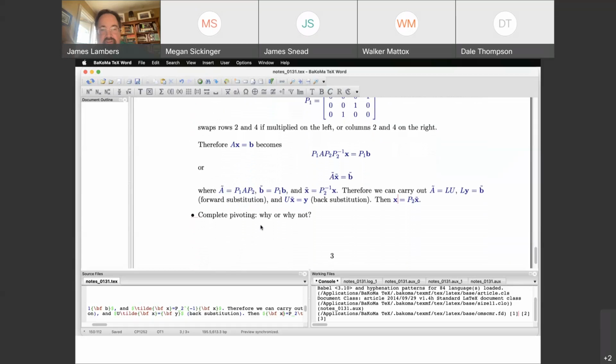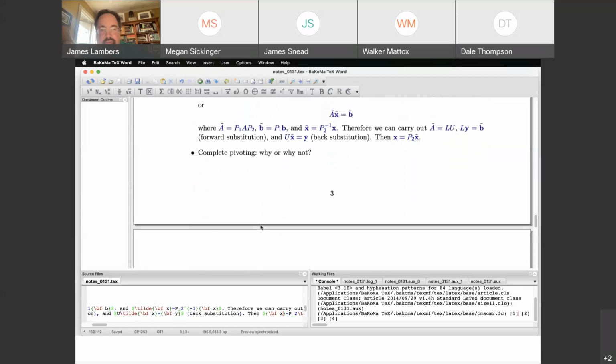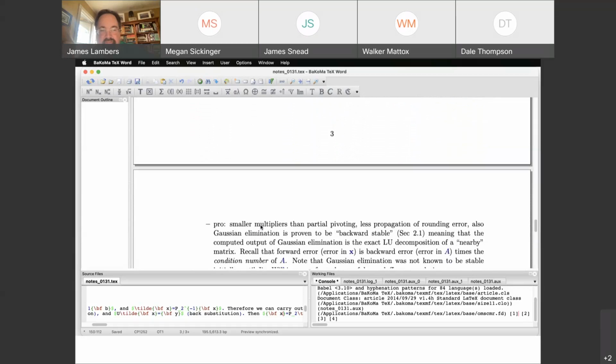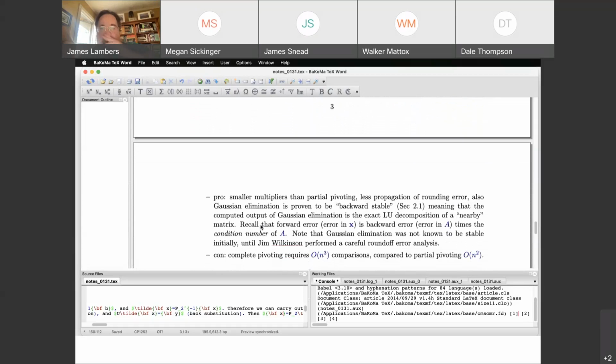Now, it turns out there are good reasons to perform complete pivoting or not. On the one hand, on the pro side, you do get even smaller multipliers because you're searching a larger portion of a matrix for the row and column swap. So multipliers will be no larger in magnitude, but likely smaller than what you would get from partial pivoting. So it does help reduce round-off error even further.